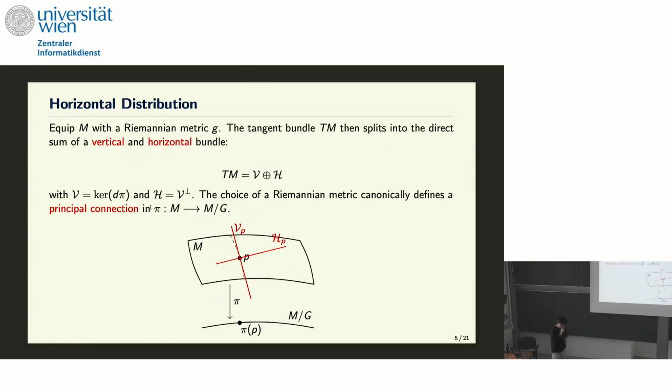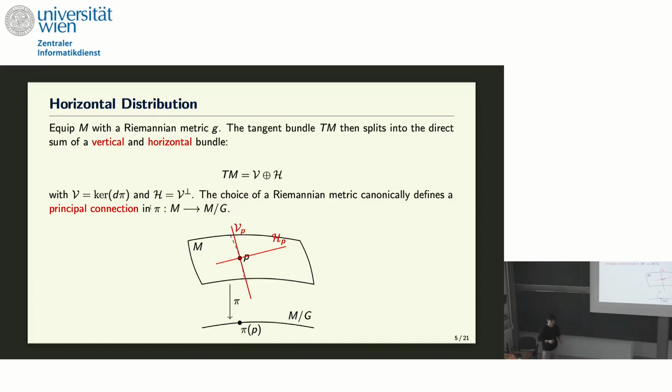So by defining a principal bundle, I can look at the tangent bundle of my manifold, and I can always define a notion of a vertical bundle. The vertical bundle is simply the kernel of my quotient map, of my submersion. And now, if I endow my manifold with a Riemannian metric g, it also canonically defines a horizontal bundle, taken as the orthogonal complement with respect to that Riemannian metric.